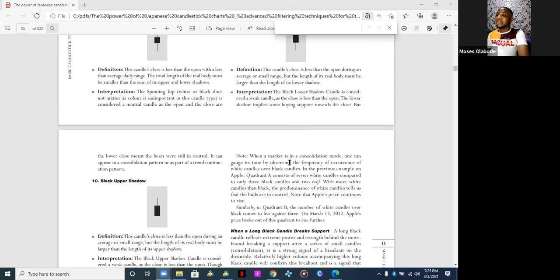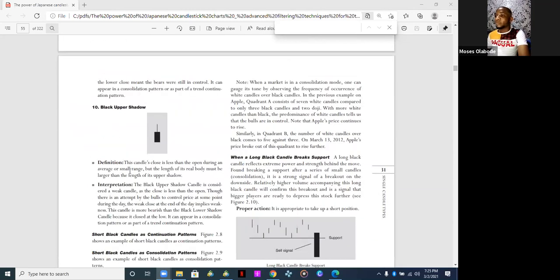The same as this one also, it's a continuation pattern. So you need a bearish confirmation. If it shows a sell signal, it's a sell. That means the market will still continue to sell. But if a candle closes above it, with another candle accompanying it, then it is a buy. So this is also a continuation pattern.